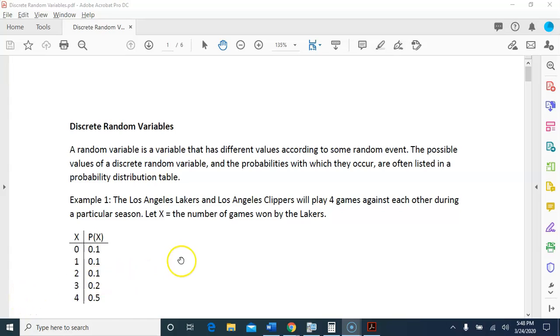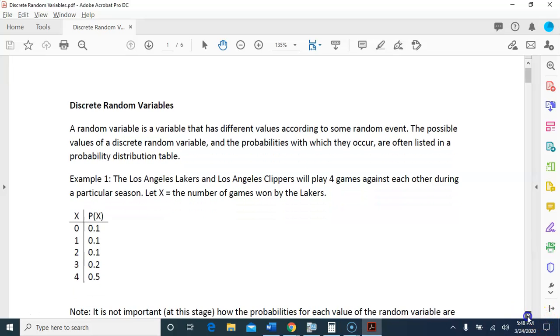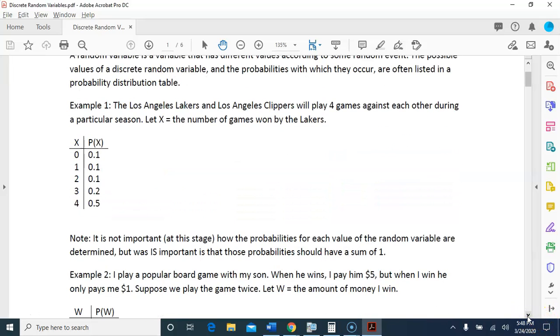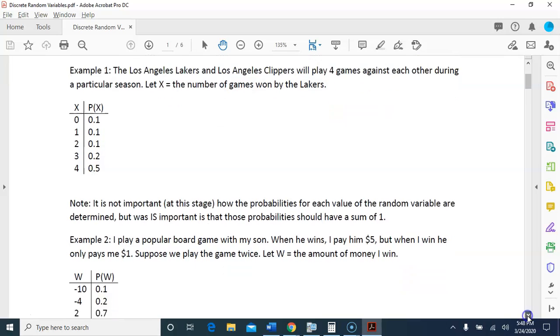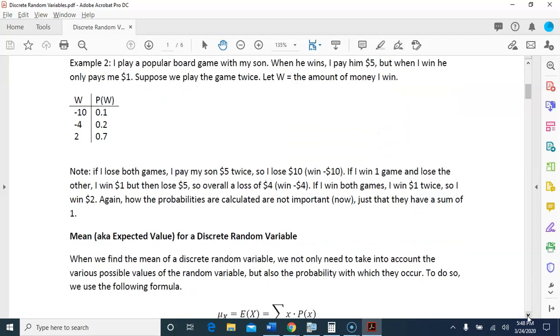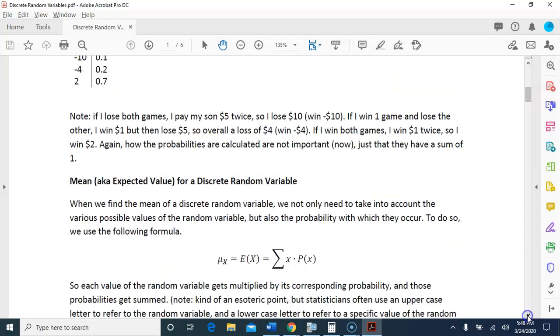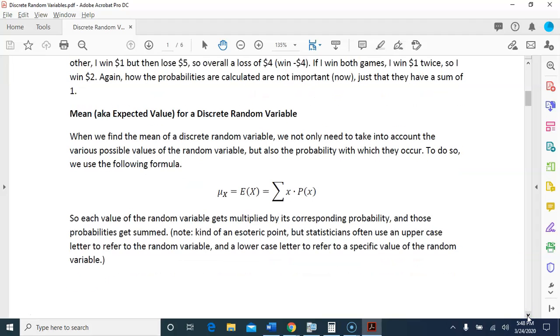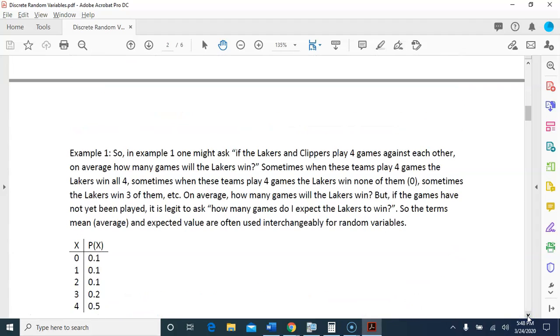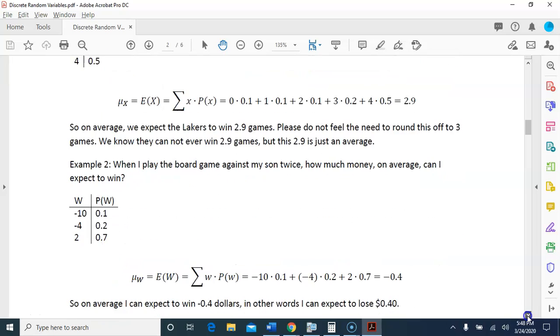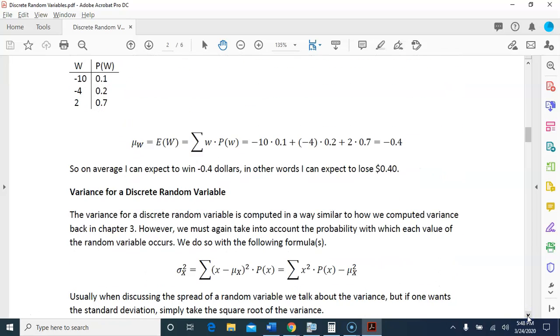The last time we met together in class, we were talking about discrete random variables and what the probability distribution table looks like, and a couple examples of discrete random variables. So I'm going to skip past the first part of this document. We also talked about how to find the mean of a discrete random variable and how to find the standard deviation or variance of a discrete random variable. So we have formulas for all that.